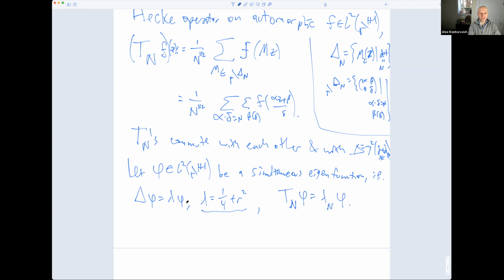Okay, so there are some complex numbers, lambda and lambda_n, a sequence. In fact, these will all be self-adjoint operators, so these numbers are real, so that phi is simultaneously an eigenfunction of all of them. So far, so good? Yes, Nick.